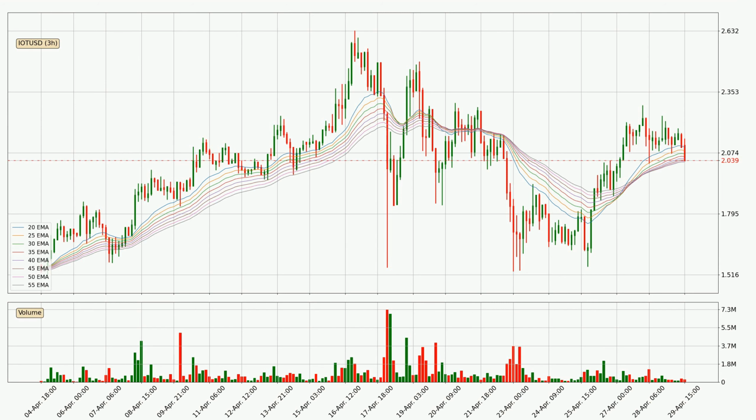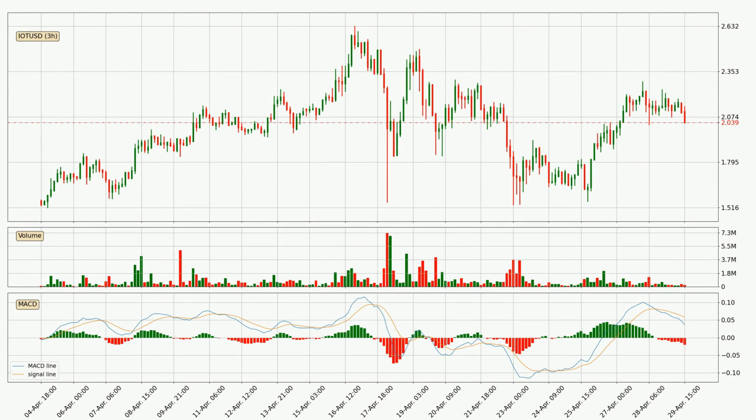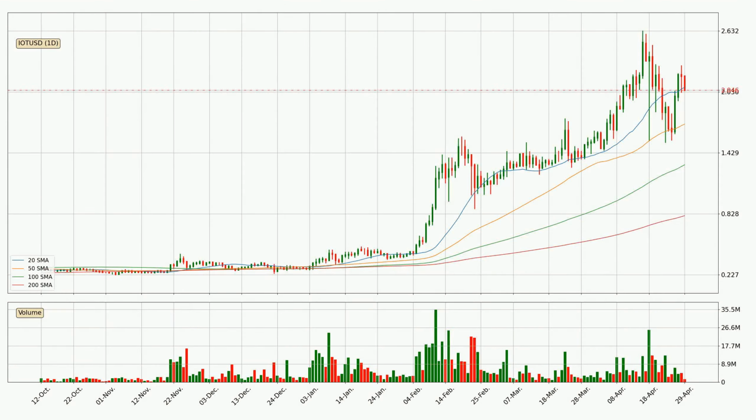Looking at the 3-hourly MACD, the MACD line is below the signal line, which shows that the current trend is on the downside. The MACD histogram shows that the momentum is currently strong and it could be expected the price to go further to the downside. Moving to the daily simple moving averages, the price broke the 50 SMA to the upside, but the volume wasn't very high, which means it is not a very strong signal.